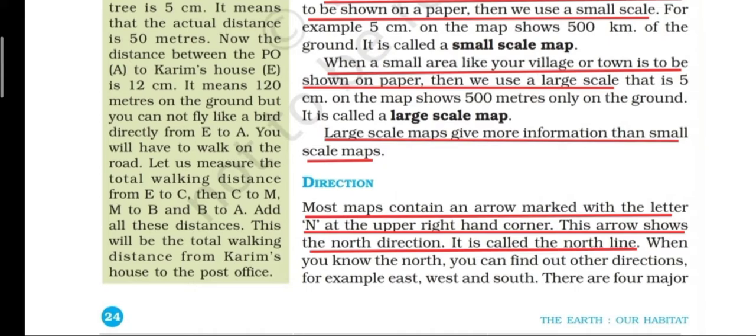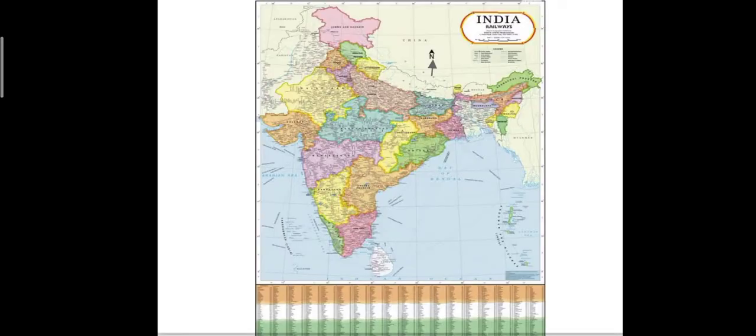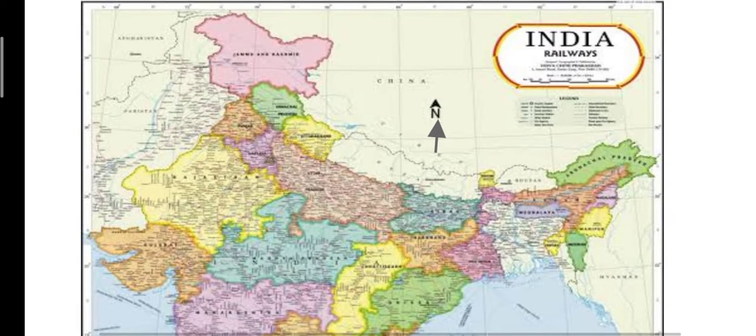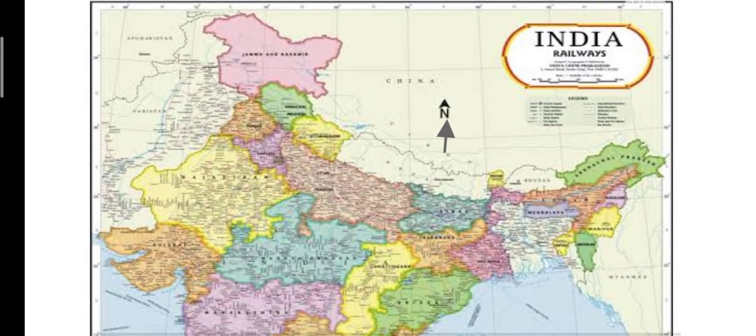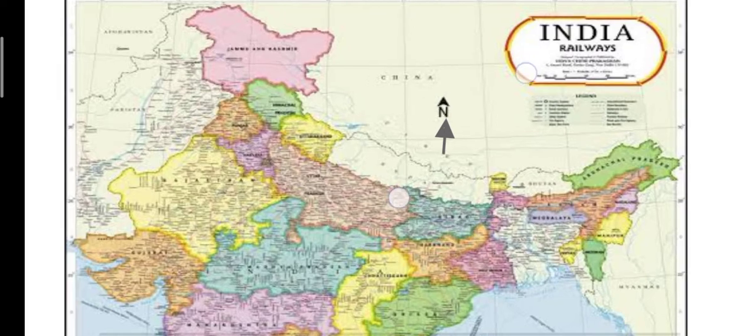Now children, look at this map shown here. On the top corner, here on the right hand side, you will see there is an upward arrow with letter N marked on it. This, children, shows the north direction, that on top there is north. And children, it is mostly on the top right corner of the map only.